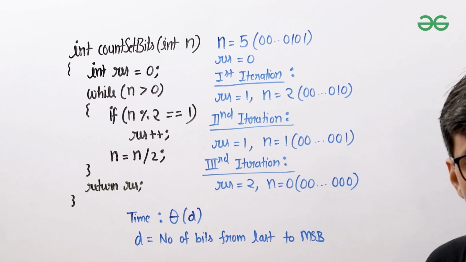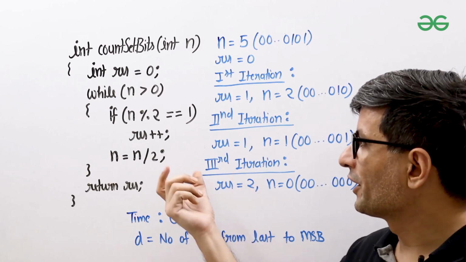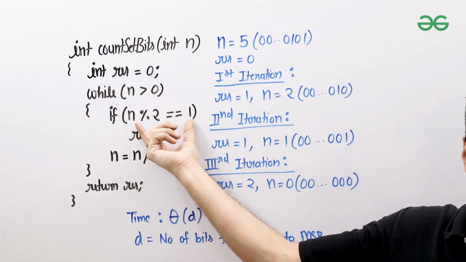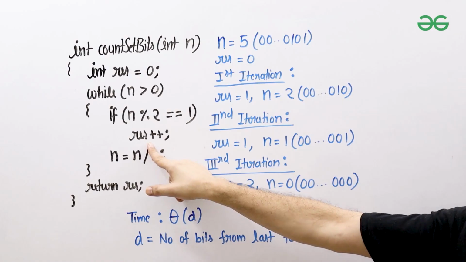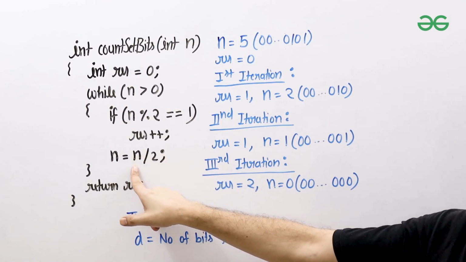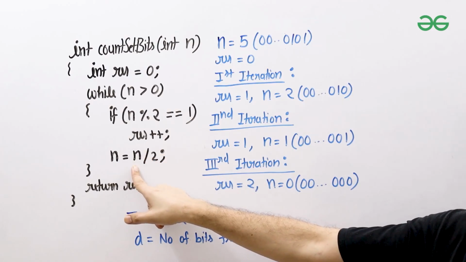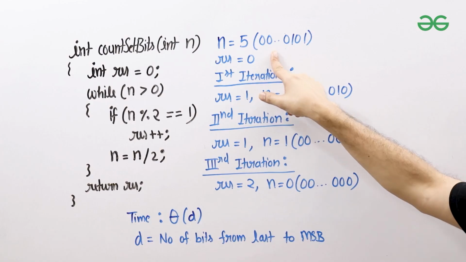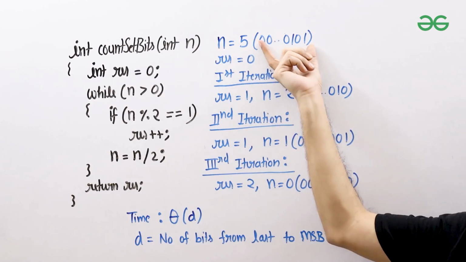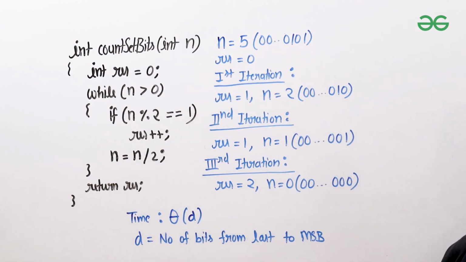Here is our implementation of the naive method. What we are doing here is, we are checking whether the last bit is set or not. If the last bit is set, we increment the result. Then we move the second last bit position to the last bit position, right? So if you see this example, we have n equal to 5, whose binary representation is this. We initialize result as 0.